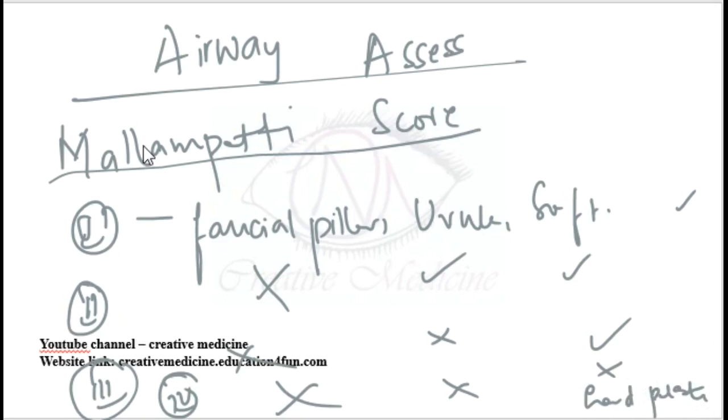So Mallampati score is used for assessment of the airway, and Mallampati scoring has 4 grades. Grade 1, faucial pillar, uvula and soft palate are visualized. Grade 2, only uvula and soft palate are visualized. Grade 3, only soft palate is visualized. Grade 4, only hard palate is visualized, and the rest are not seen.